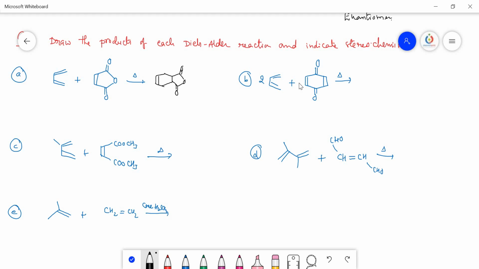This is the product, and here two dienes are used, and the dienophile also has two double bonds. First, this particular double bond participates in the Diels-Alder reaction with one diene, forming one cyclic ring on this side. On the other side, one more molecule comes, and the same reaction happens, and it gives a molecule like this.